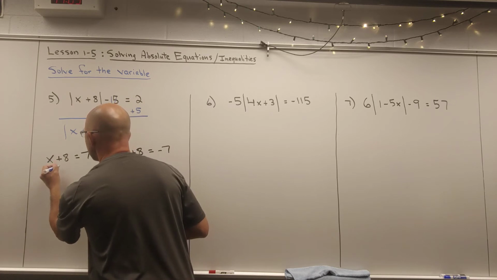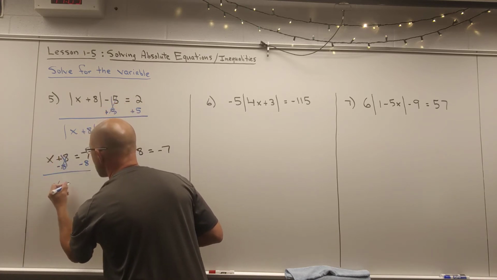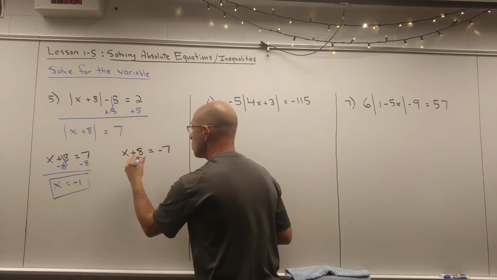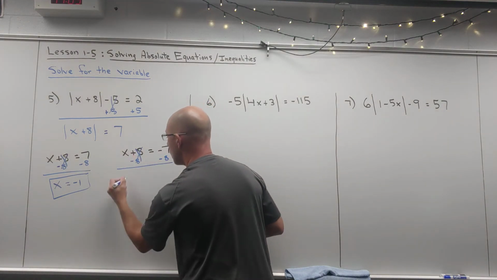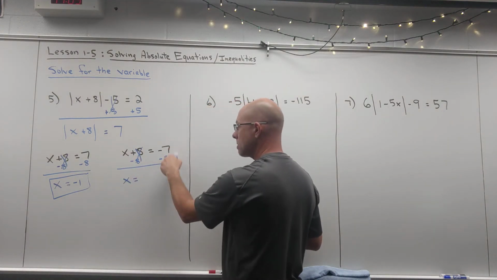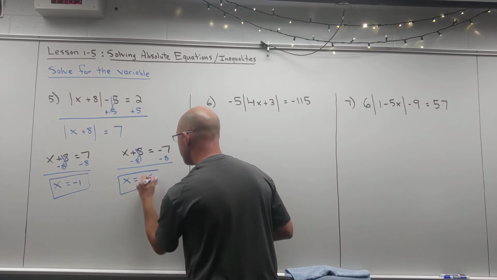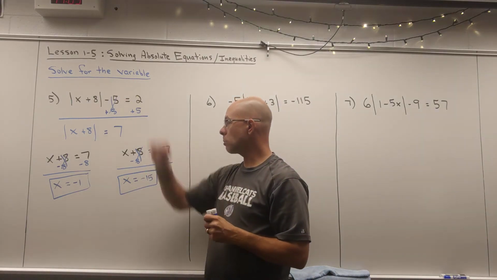Subtract 8 here. You get x equals 7 minus 8, or negative 1. Subtract 8 here. And you get x equals negative 7 minus 8, or negative 15 here. And you can check both of those back in the original.